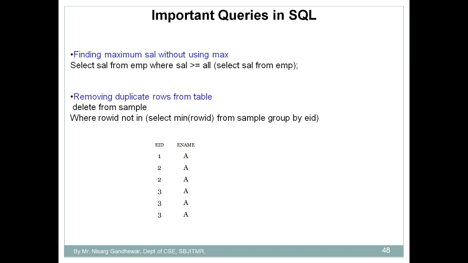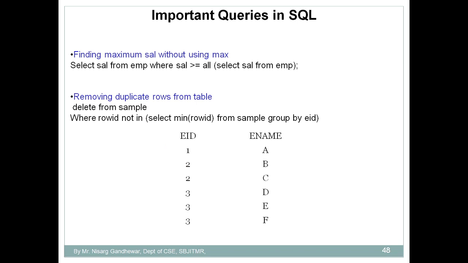For simplicity here I just created one sample table which has two attributes, employee ID and employee name. Here you can see employee ID is 1, employee name is A, then employee ID is 2, employee name is A. The names can be changed, A, B, C, D, E, F, like that. The name can be anything.